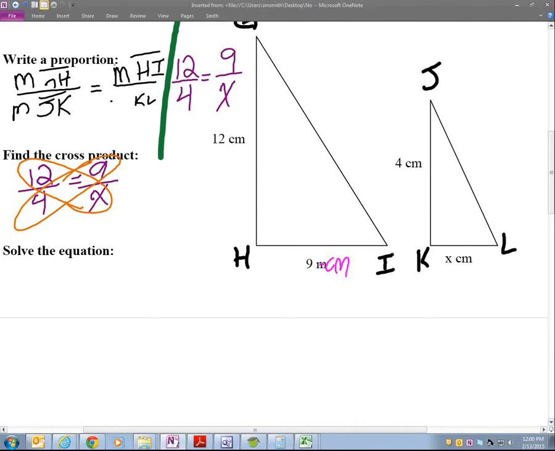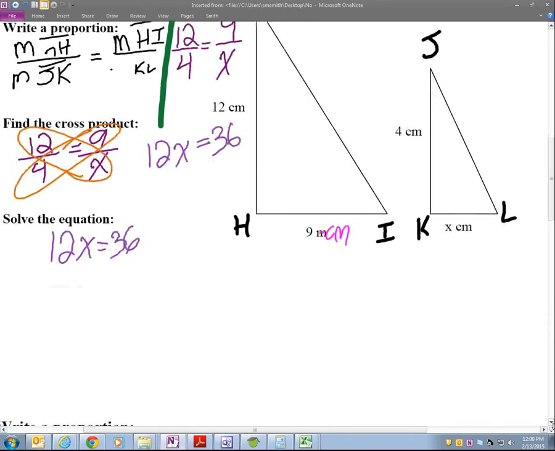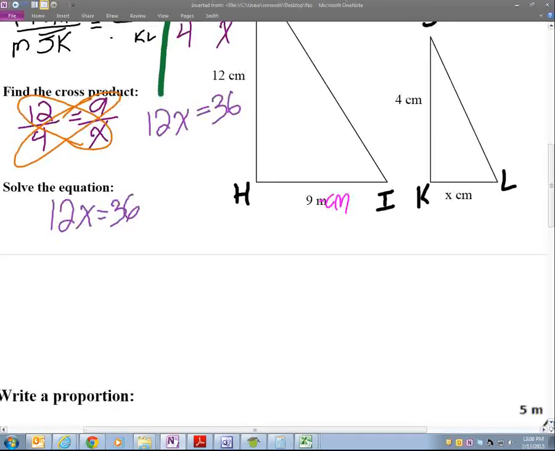Once I do the cross product, I come out to be 12x equals 9 times 4, which is, everyone? 36, good. So now I'm going to solve the equation. And if you want to review solving equations like this, you can look at my YouTube, because that's what 6th graders are doing right now. We are solving equations using multiplication, division, addition, and subtraction.